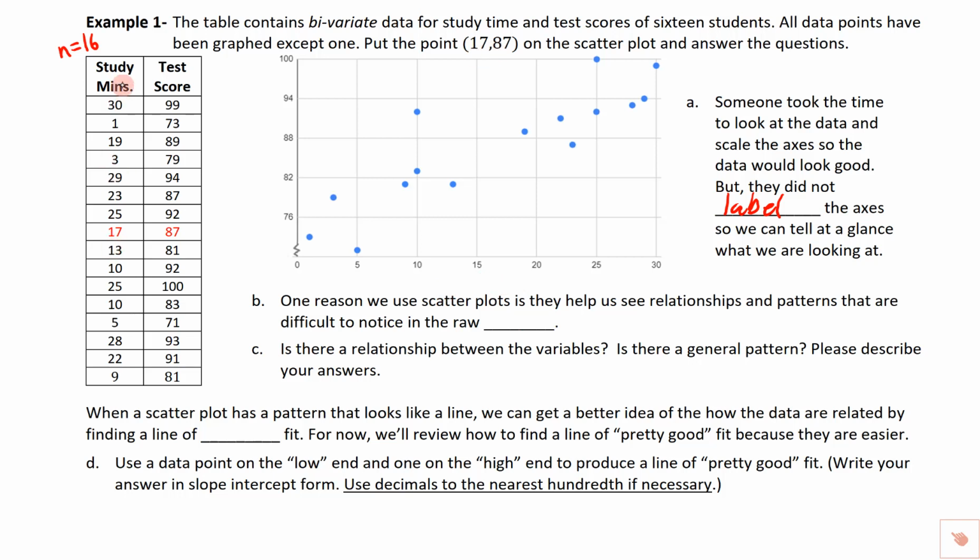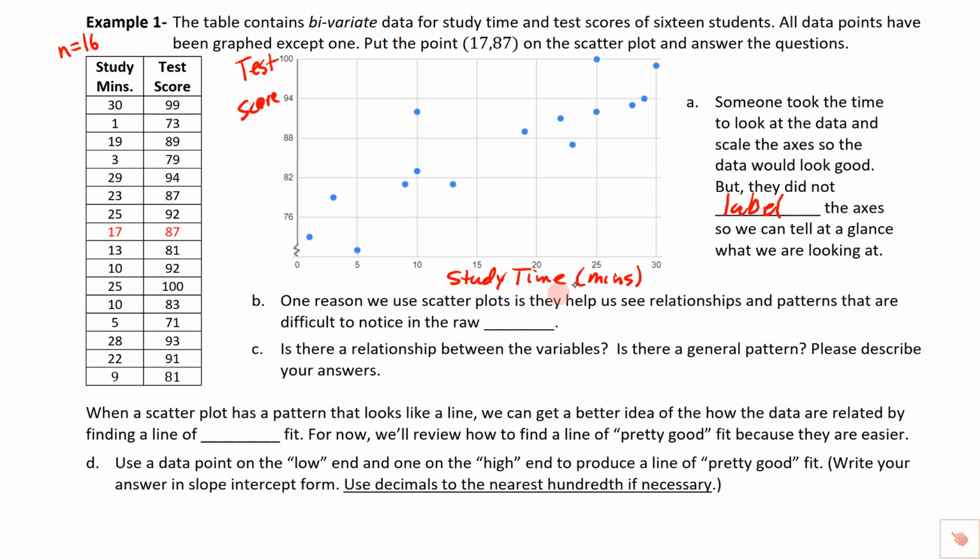Again, the 17 was study minutes, so I'm going to go to 17. That's going to be about right here. And we're going to put study time. And off to the side here in parentheses, we're going to put mins. And then over here, we're going to put test score. Now, I have a really hard time writing vertically, so I'm just going to write the name over there.